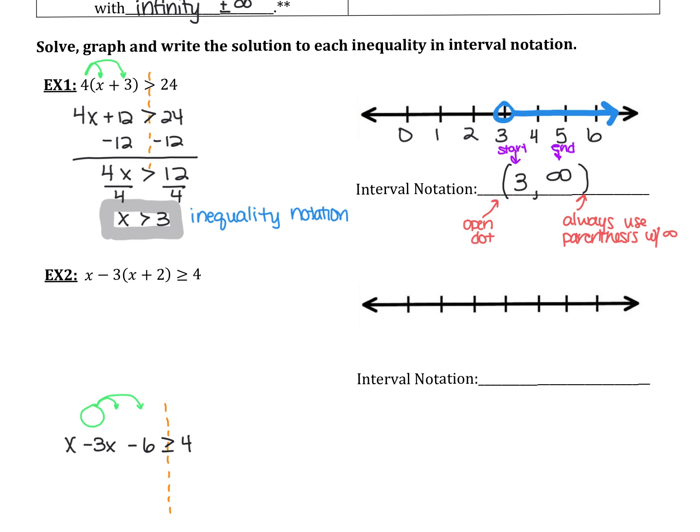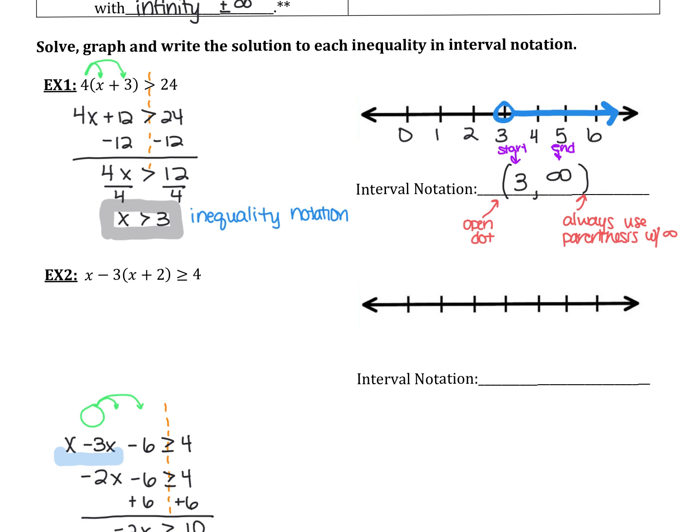Okay, well, I see that I still have a bit of a mess on the left-hand side. So what I'm going to do is I'm going to combine all my like terms. Well, I see I have an x and a -3x. So I'm going to go ahead and combine those. That gives me -2x minus 6 is greater than or equal to 4. Now I'm going to keep solving by using my inverse operations. So I'm going to add 6 to both sides. And we get -2x is greater than or equal to 10. And I'm going to divide by -2.